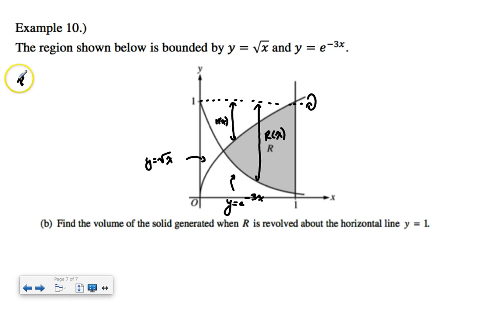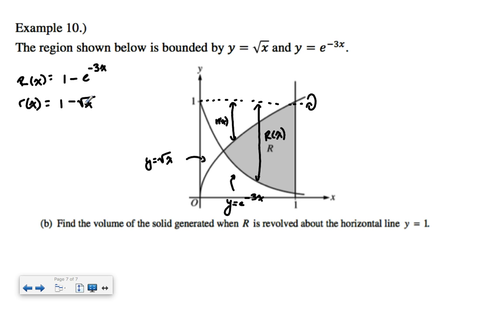So I know I need to write functions for my inner radius and my outer radius. So let's start with the outer radius. I'm going to start from 1, the top curve, and go down to the bottom curve. So this will be from y equals 1 down to e to the negative 3x. So the way that I write that is 1 minus e to the negative 3x. So this is the distance between the line y equals 1 and the curve e to the negative 3x. The inner radius is going to be very similar. It's the distance from y equals 1 to the curve, the square root of x. So it's 1 minus the square root of x.